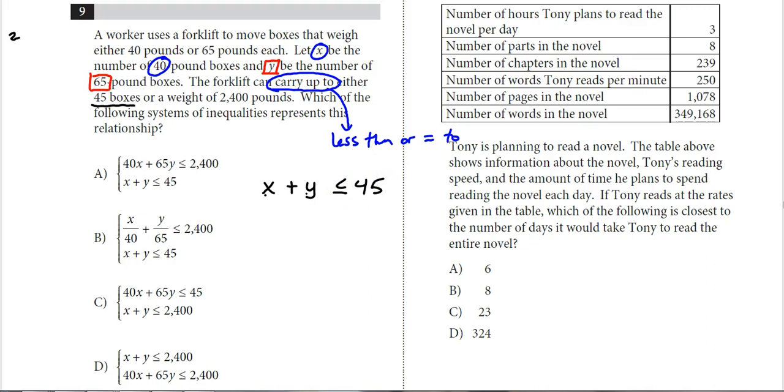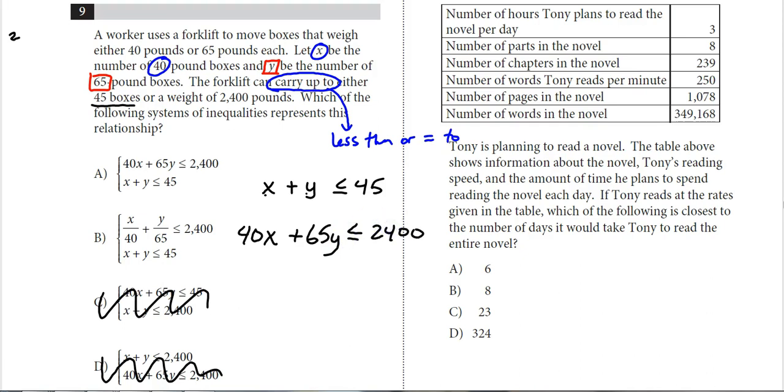So that's part of it. So that right there, I think we wipe out C and we wipe out D. So now we have it down to A and B. Now, if you think about the weight, it's 40 pounds multiplied by every box. So like if X is the number of them, say I have 10 of them, well, that's 400 pounds. So I do 40 times the number of those plus 65 times the number of Y has got to be less than or equal to 2,400.